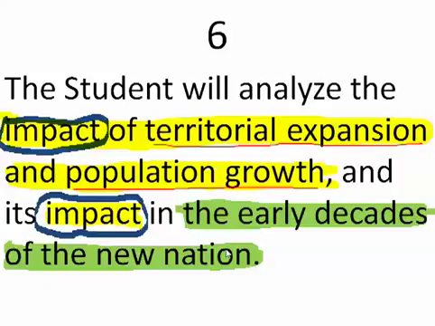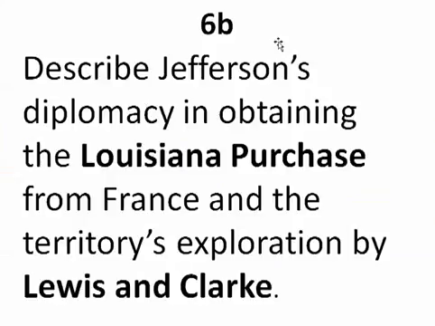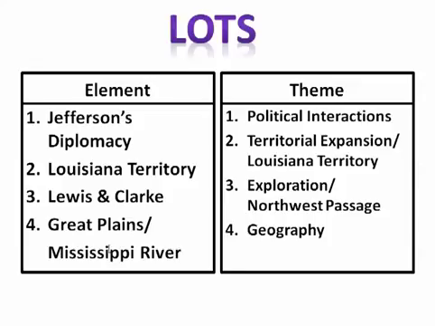Okay, we're going to talk about 6b, the Louisiana Purchase, but before we do, let's look at the overall picture here, Standard 6. The student will analyze the impact of territorial expansion, population growth, and its impact on the early decades of the new nation. So what we're looking at here with the Louisiana Purchase is the territorial expansion and that impact on the early decades of the new nation. So 6b says describe Jefferson's diplomacy in obtaining the Louisiana Purchase from France and the territory's exploration by Lewis and Clark. Look at the Great Plains of the Mississippi River, very important.